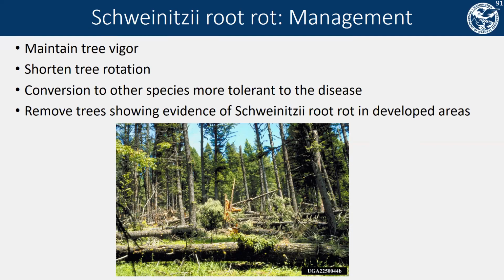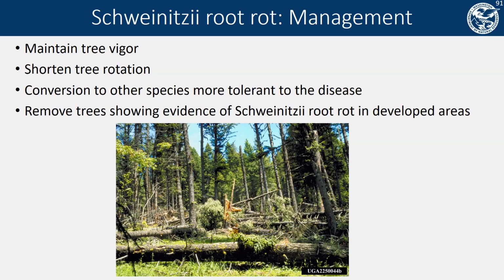You can consider leaning away from some of the more commonly infected tree species and moving your forest towards some species more tolerant to the disease. You can reference those susceptibility charts I pointed you towards to see which ones might be more susceptible and what you might want to move your forest towards. But the main thing is, if we have trees showing evidence of Schweinitzii root rot in developed areas, we do want to consider the risk of failure and make some decisions around that. So keep an eye out for those fruiting bodies in places you wouldn't want trees to fail.